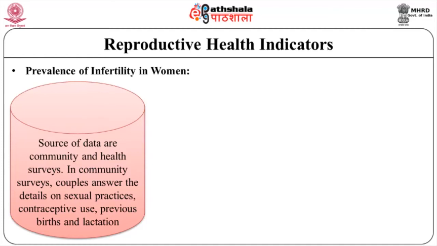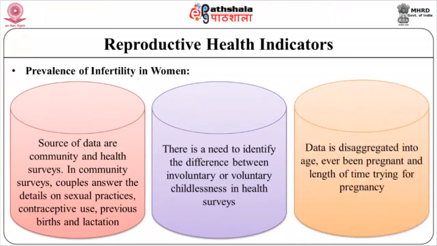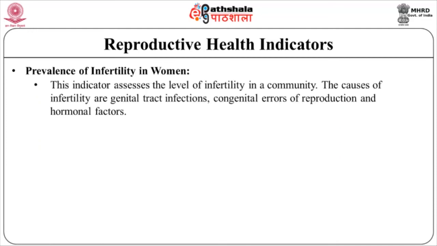In community surveys, couples answer the detail on sexual practices, contraceptive use, previous birth and lactation. There is a need to identify the difference between involuntary or voluntary childlessness in the health surveys. Data is disaggregated into age, ever been pregnant and length of the time trying for the pregnancy. This indicator assesses the level of infertility in a community.